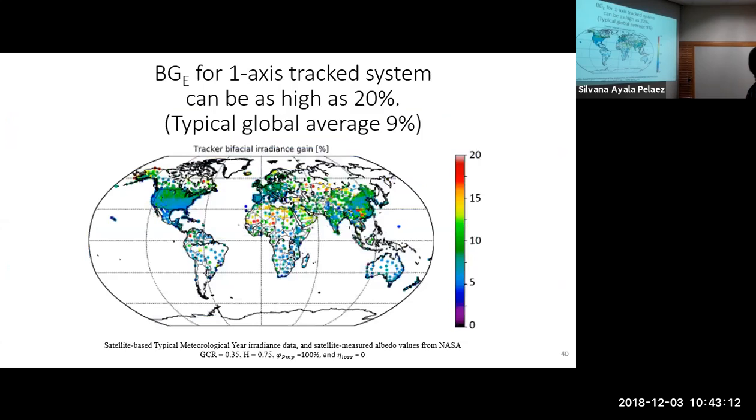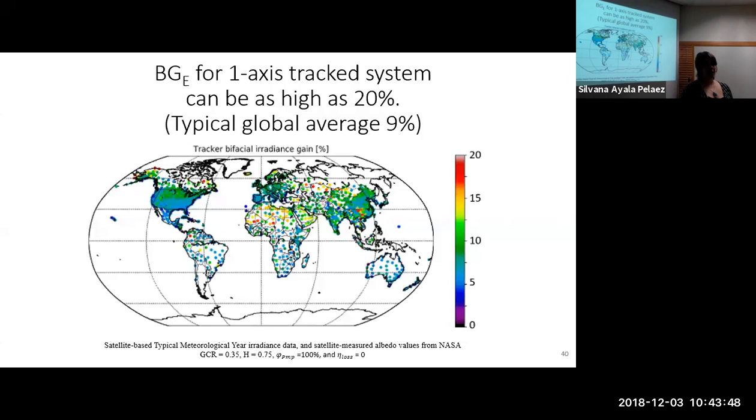Other cool things that we can do with the Raytrace is, let's see how this works in all of the world. If you choose a particular setup, let's say at this height, this clearance, and you grab maps from NASA, the database of the albedo. Albedo is reflectivity. I don't think I've mentioned that before. How reflective the Sahara is, or other places. And you also grab the weather from the satellites. Then you can predict what the bifacial gain will be for the whole world. And just using this, we get the 9% global average typical, maximum of 20.